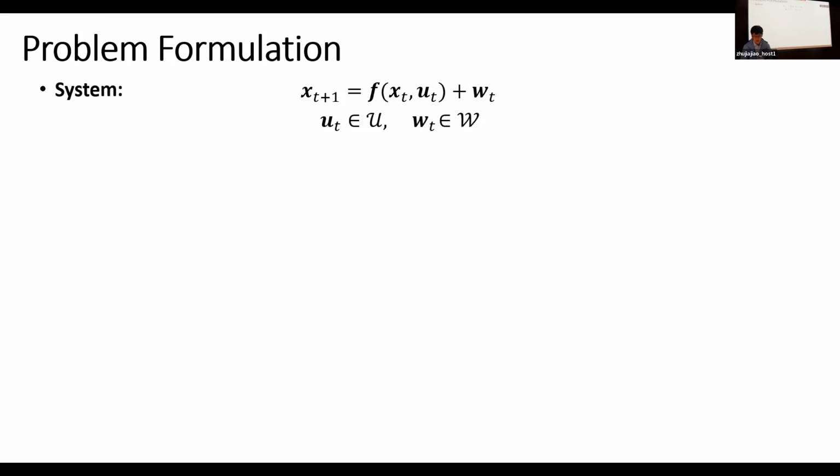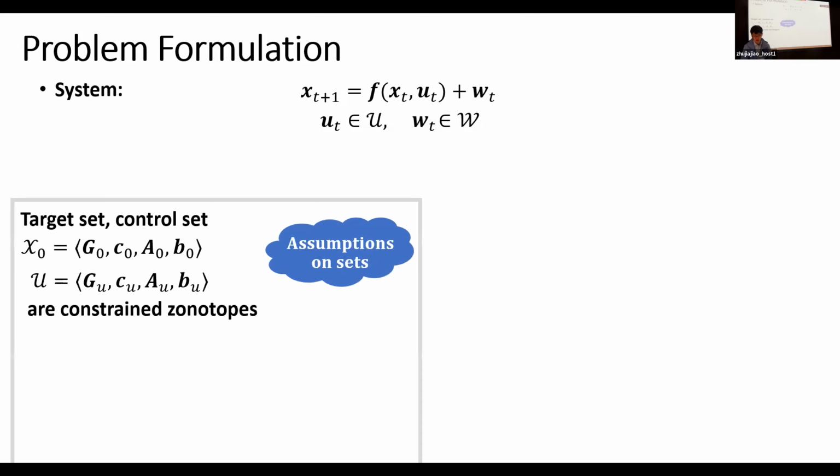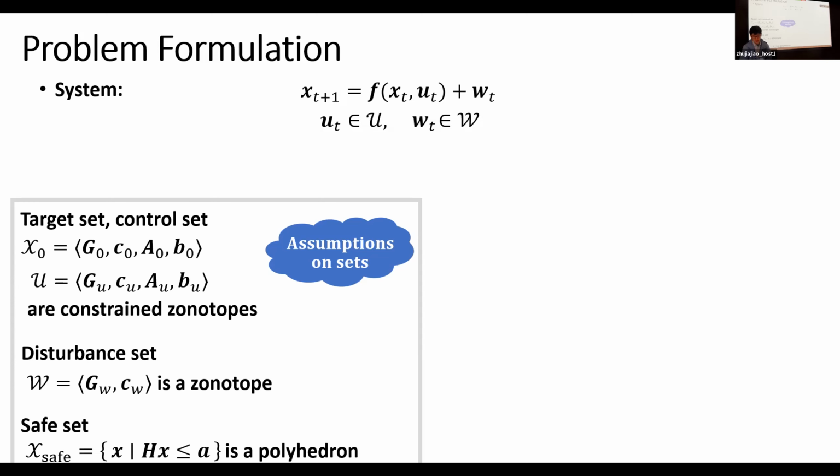And this is our problem formulation. We have this discrete time nonlinear system, and we're going to assume the target set and the control input set to be so-called constrained zonotopes, and we will define that in a minute. Further, we assume the disturbance set W is a zonotope because usually it is symmetric. And finally, the safe set is assumed to be a polyhedron. Or in an extended version of this, we assume it is a union of finitely many polyhedra.